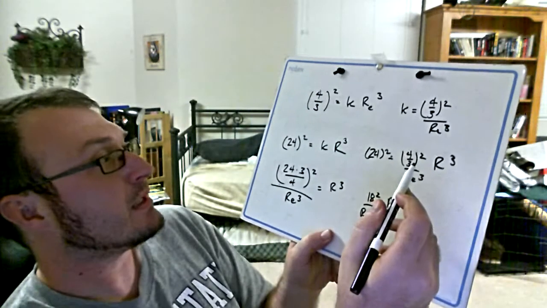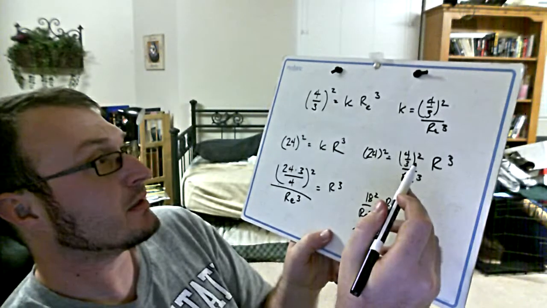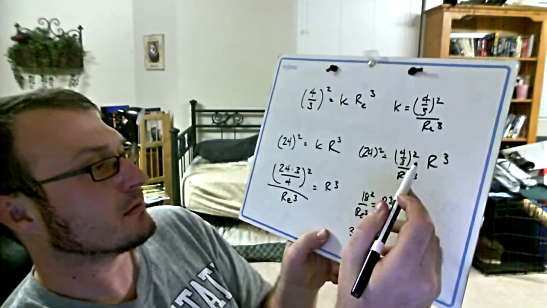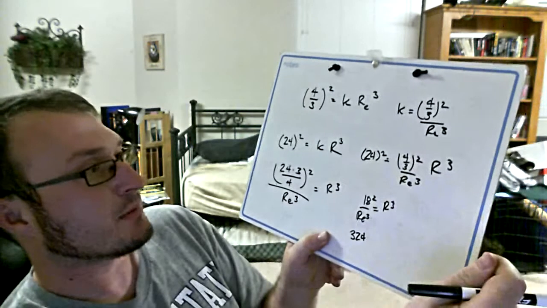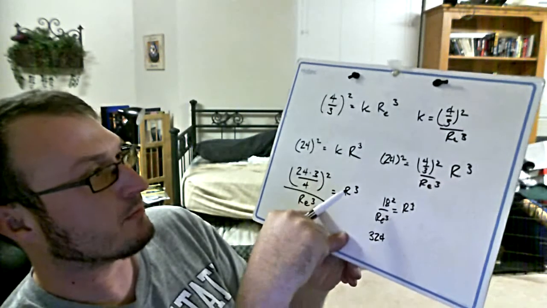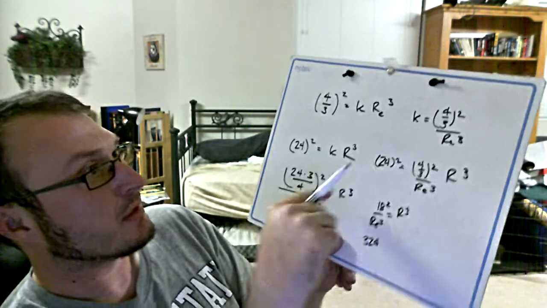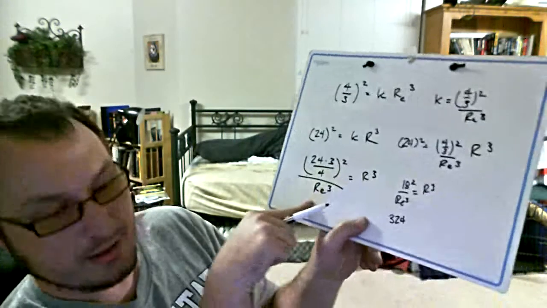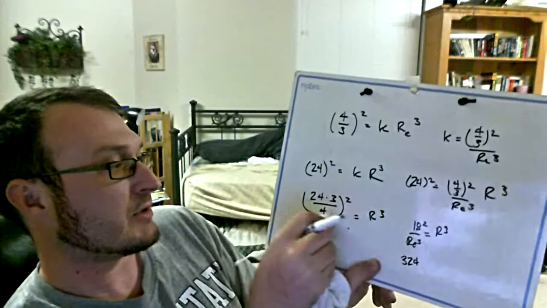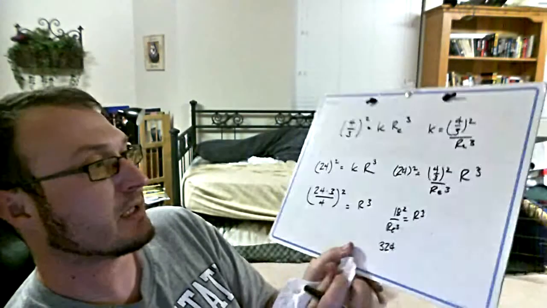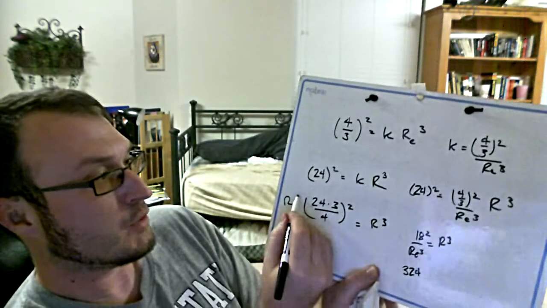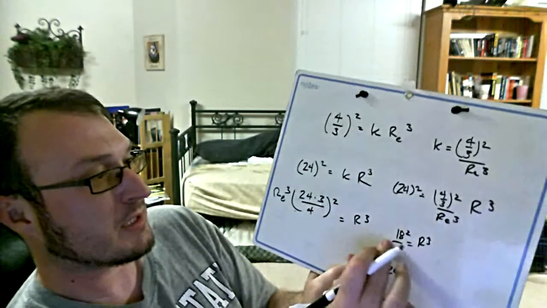And did I make a mistake here? I guess, where did I make a mistake here? I think I made a mistake because I put this on the bottom here, and this should not be on the bottom. I'm very sorry. Let me just erase that. Pretend like that was not on the bottom, because we're not dividing over here, we're multiplying over. Oops. So that's not on the bottom.